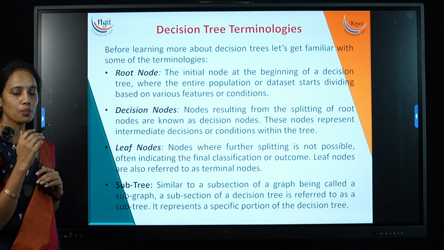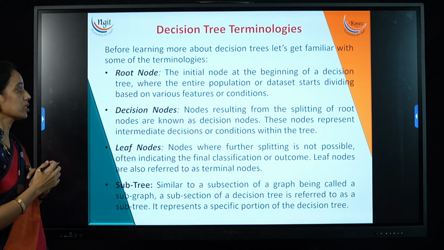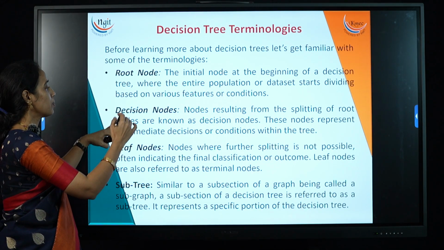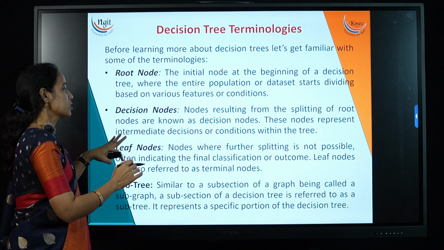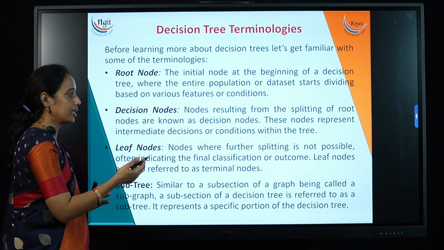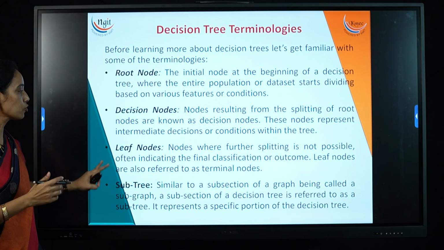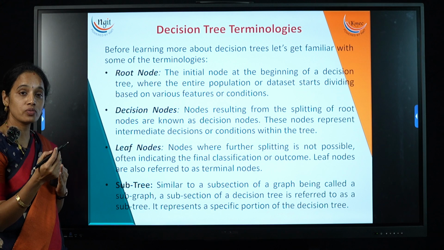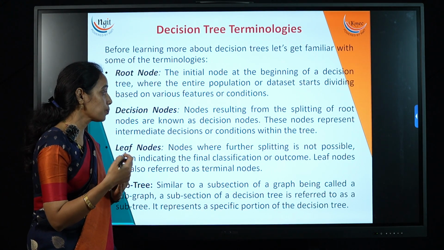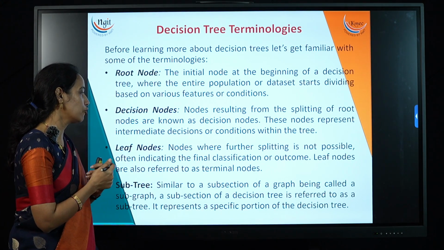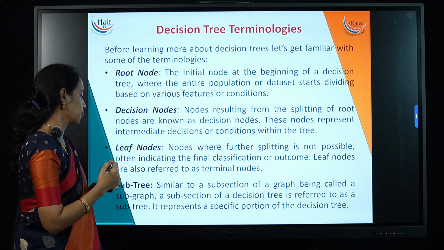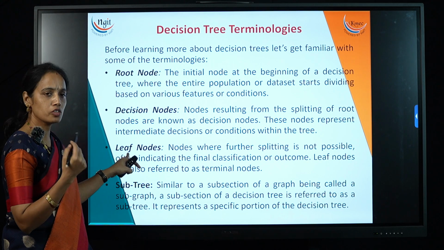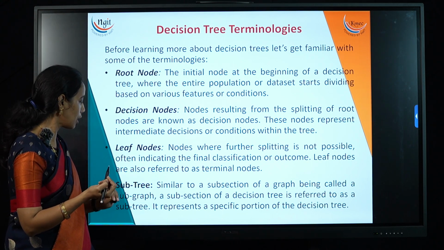Then one more important node is the decision nodes. Nodes resulting from the splitting of the root node are known as decision nodes, and these nodes represent intermediate decisions or conditions within the tree. The next one is the leaf nodes, which are nodes that you cannot split further. Once you reach a leaf node, it itself is the final outcome. We can also refer to these leaf nodes as terminal nodes.